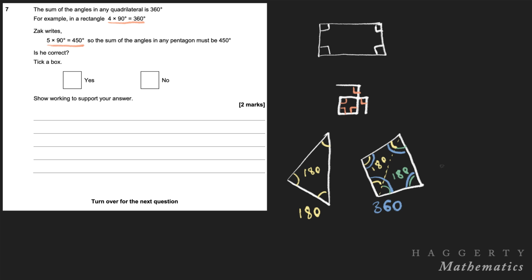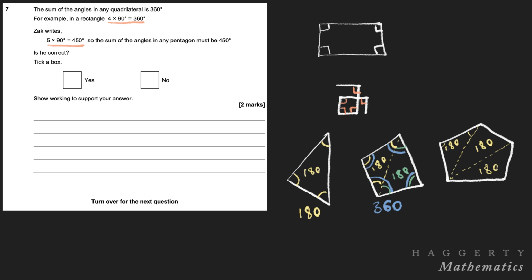What about a pentagon? Well, you can extend that argument quite happily. Here's the pentagon. 1, 2, 3, 4, 5. And you can chop this into, well, how many triangles? It's going to be 3 triangles this time, isn't it? So 1, 2, 3 triangles. And inside each of these triangles is going to be, well, again, 180, 180, 180, right?